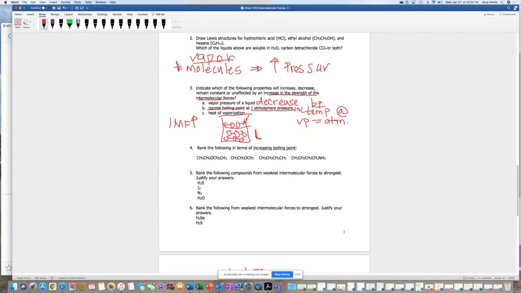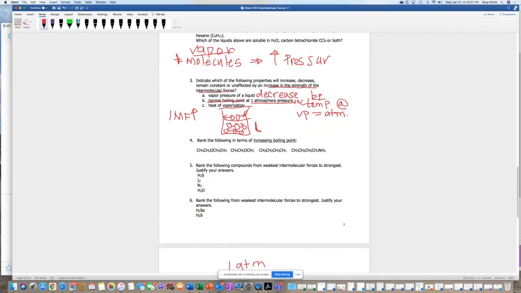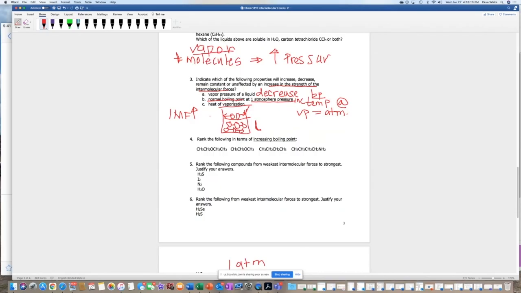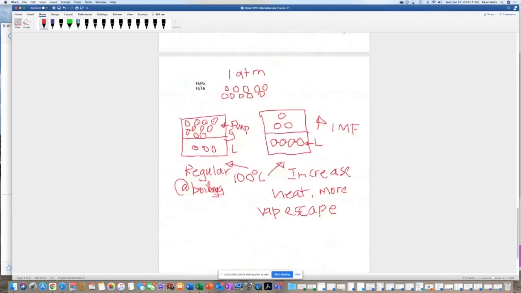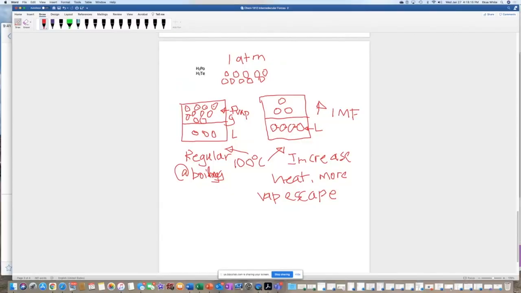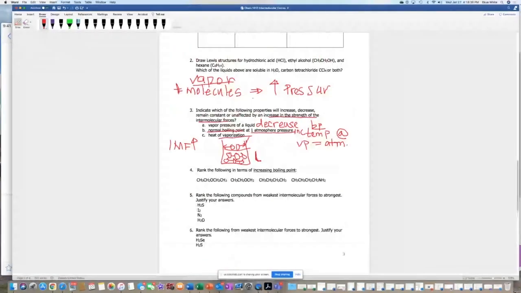And then we talked about this yesterday. Heat of vaporization, the heat required to make the liquid into a gas, right? So back to this scenario again. If you have more attraction between the molecules in the liquid phase, then you're trying to make the liquid into a gas. That's what heat of vaporization is. Do you need more heat to help the liquid molecules escape, or do you need less heat? You need more heat. So the first one will be decrease, second one will be increase, third one will be increase.